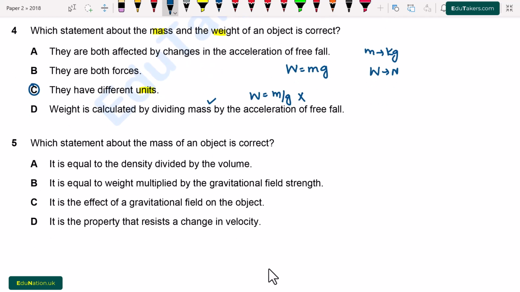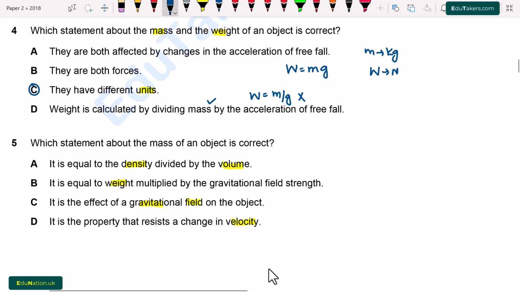Question number 5. Which statement about the mass of the object is correct? Option A. It is equal to the density divided by volume. B. It is equal to the weight multiplied by the gravitational field strength. C. It is the effect of the gravitational field on the object. D. It is the property that resists a change in velocity.